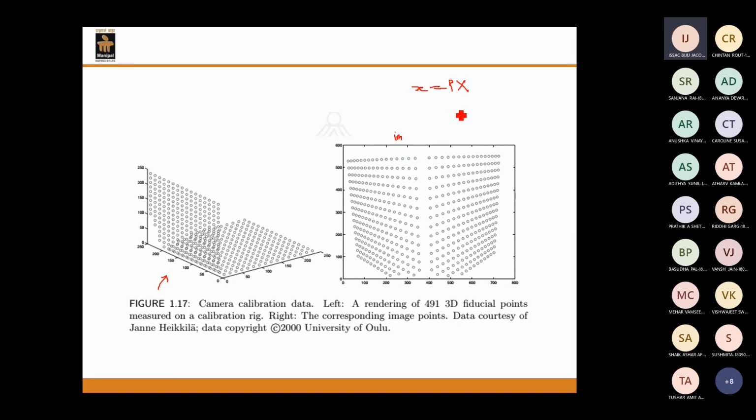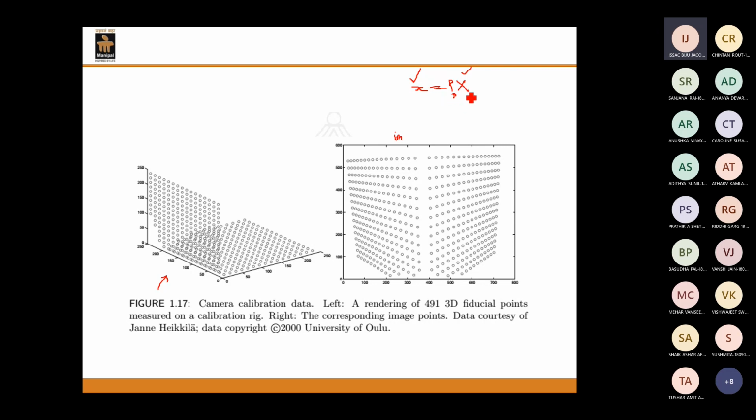So what we are trying to do is, as I said earlier, we know which are the 3D points which we have chosen here, and using some image processing or computer vision techniques, I have found out which are the correspondence points over here. And what we are trying to do is calculate the camera parameter from this, given these two pieces of information.